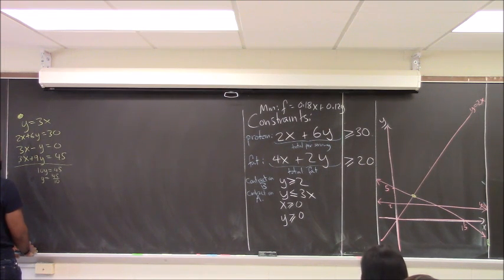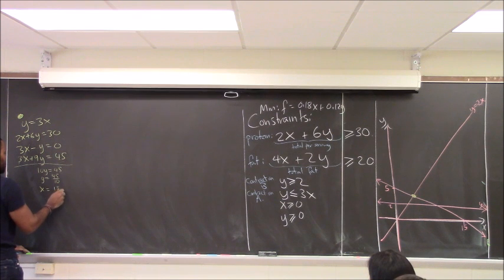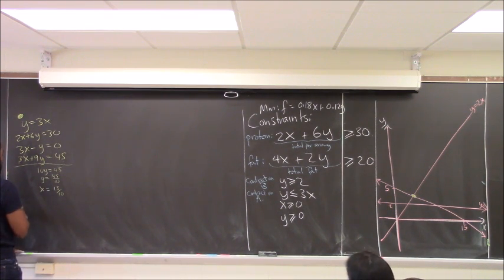Is that right? And so your x is going to be 15 over 10. Does that make sense? So 3 times this, you do get that. If I take 2 times 15 over 10, and I add that to 6 times 45 over 10, what do I get here?